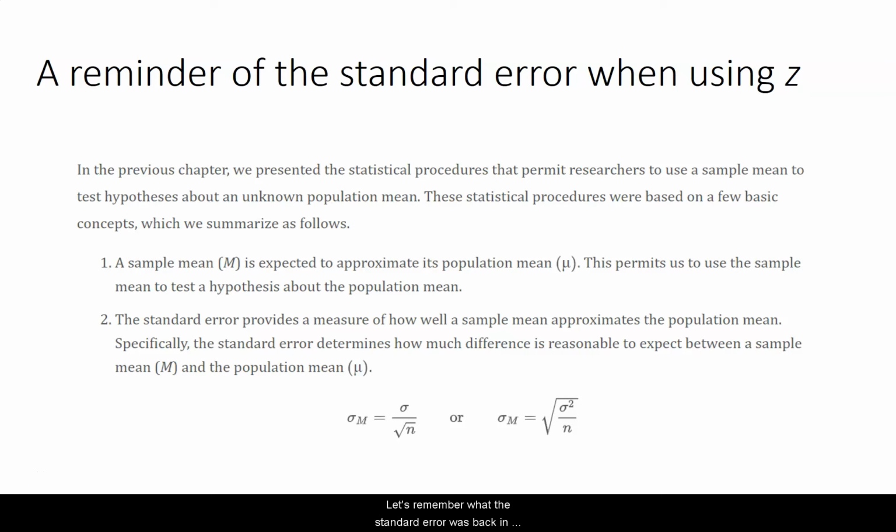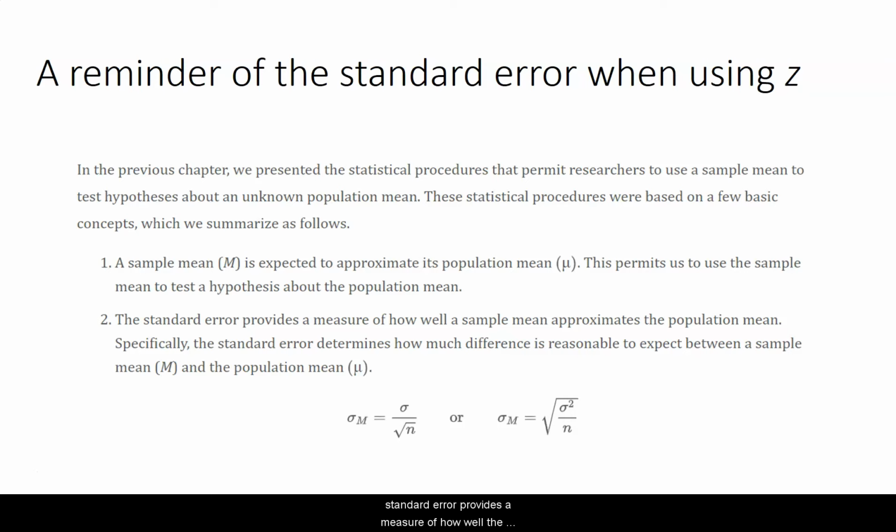Well, let's remember what the standard error was back in Chapter 8. In the previous chapter, Chapter 8, we presented the statistical procedures that permit researchers to use a sample mean to test hypotheses about an unknown population mean. These statistical procedures were based on a few basic concepts where we summarize. A sample mean is expected to approximate its population mean, and this permits us to use the sample mean as a test of the hypothesis about the population mean.